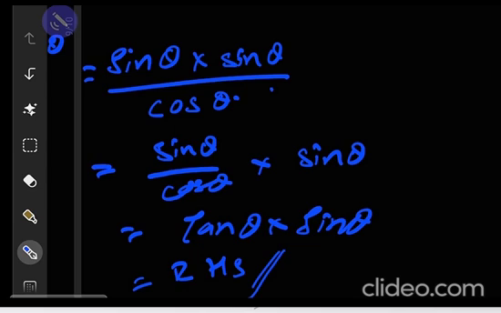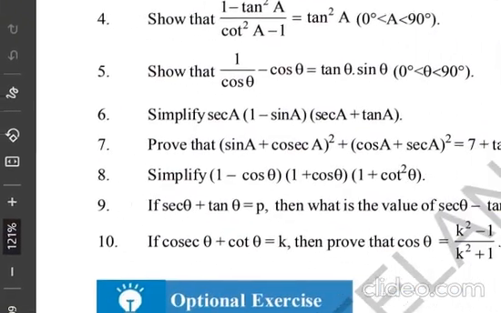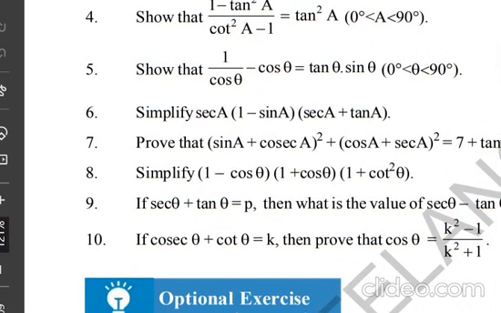These questions are very simple questions. The only thing is you should know the formula and you should know where to apply the known formula. That's it. So next question, question number 6.